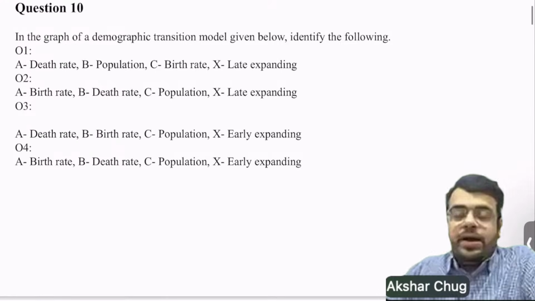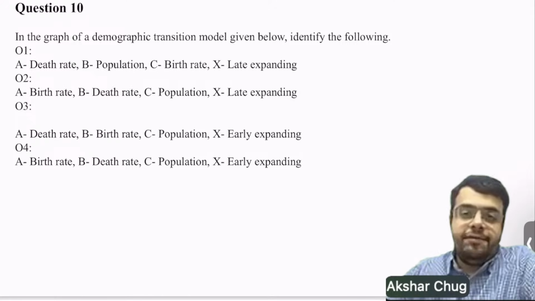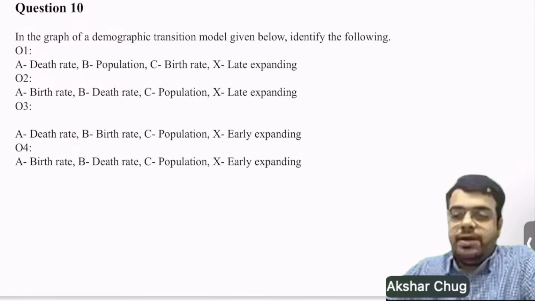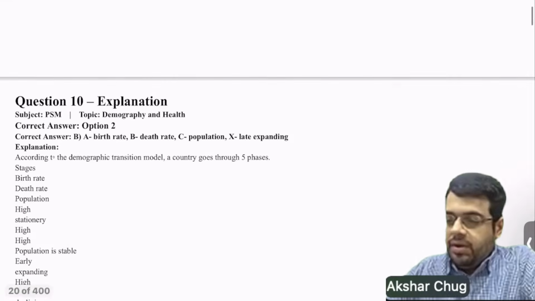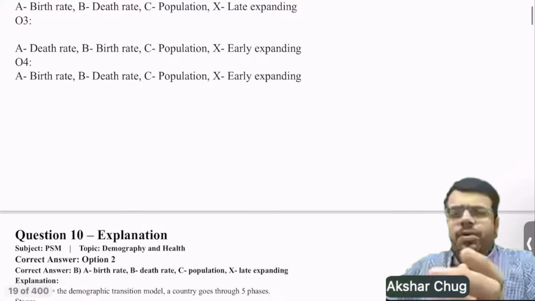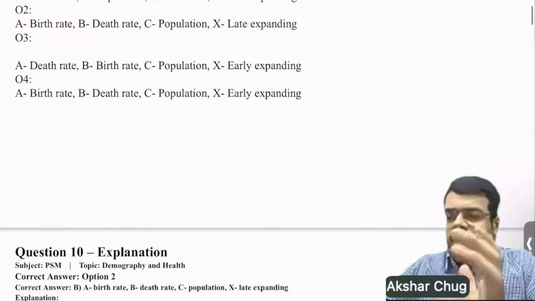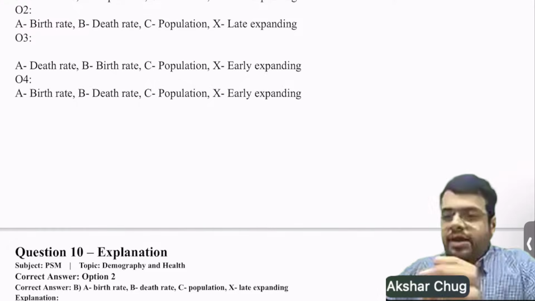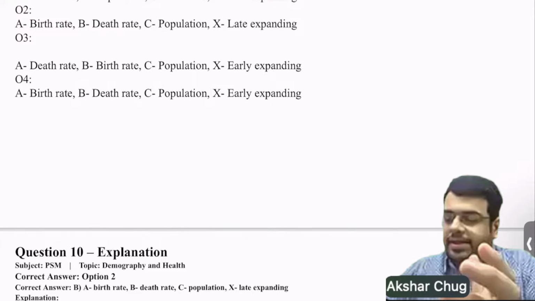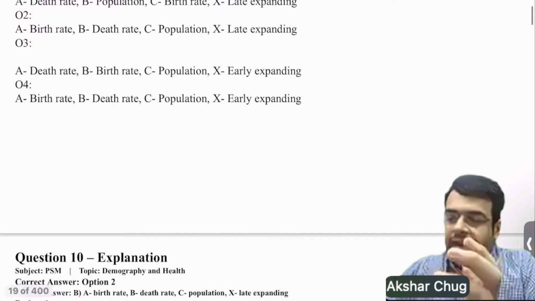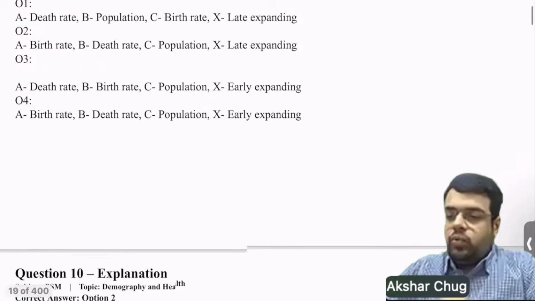Again, question 10 was a graphical-based question in which a demographic cycle was shown. So it was an easy question. If the image is there, you could easily identify that the correct answer was option 2.